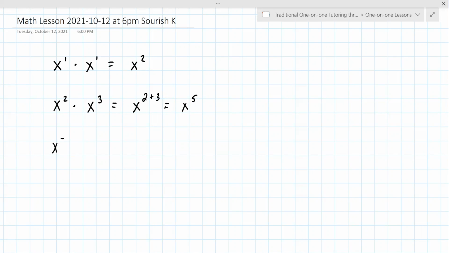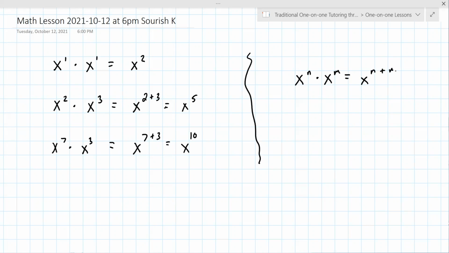So how about x to the seventh times x to the third? x to the tenth. You're adding 7 plus 3, right? So it's 10. Okay. So over here to the right, I don't know if this will help, but you can write it this way: x to the n times x to the m equals x to the n plus m. Basically, you add exponents.